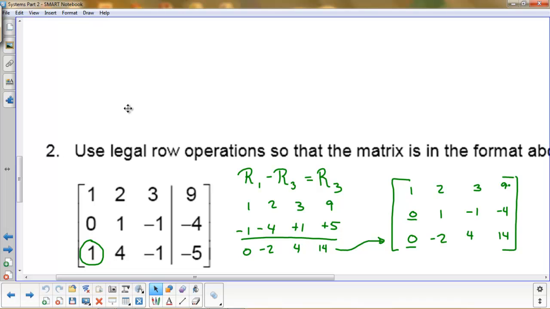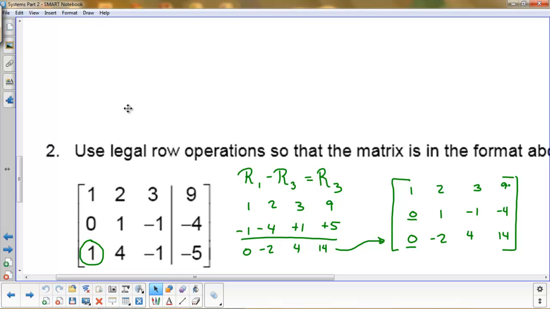The way I'm going to do that is I'm going to apply row operations using row 1 and row 3. The reason I want to do that is because those two ones, if I subtract them from each other, will result in a 0 in the first place. So that's what you're looking for when you're trying to perform row operations.